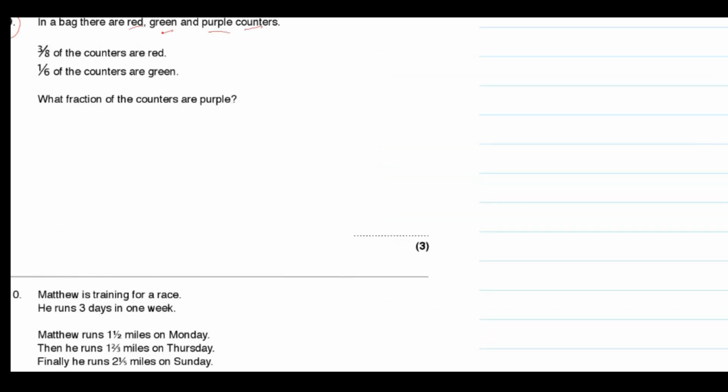So this is the same worksheet we have been doing in the last class. This is question number 9 and let's start doing this. In a bag there are red, green and purple counters. 3/8 of the counters are red and 1/6 of the counters are green. So what we need to do, we need to find the fraction of the counters which are purple.